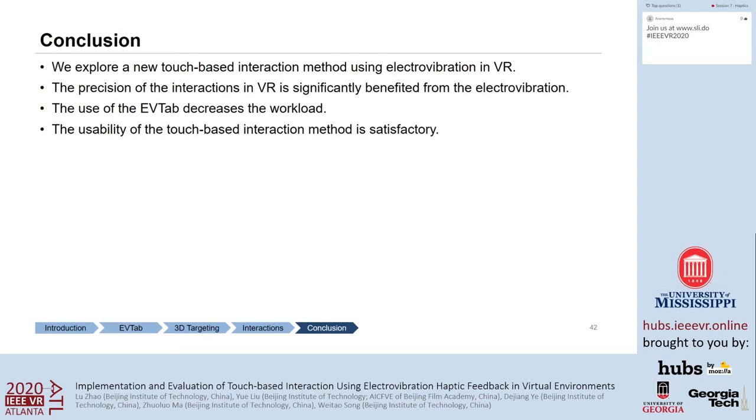Moreover, we construct a virtual office scenario with six interaction tasks to evaluate the effectiveness and accuracy of the interaction using our user interface. Finally, according to the experimental results, the precision of the virtual space interactions significantly benefits from the electrical vibration haptic feedback. The analysis of the subjective criteria shows that the use of the EV tab decreases the workload effectively, and the usability of the touch-based interaction method is satisfactory.